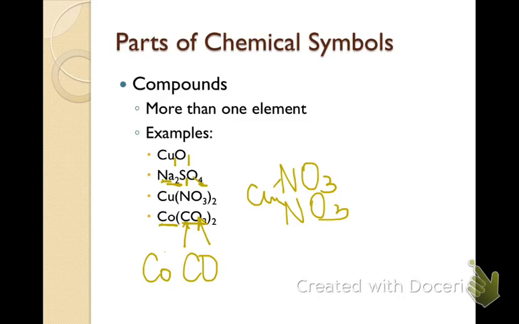All right? And just to show you right there, there are 3 oxygens with that, the carbonate, and two sets of them. So essentially you have cobalt and 2 CO3s combined with them.